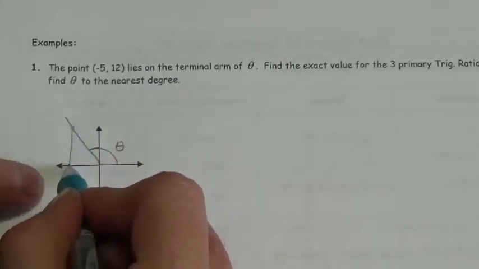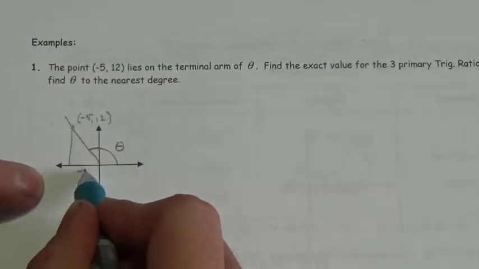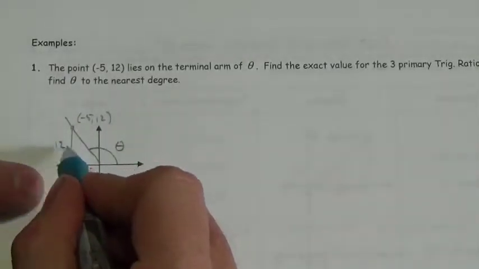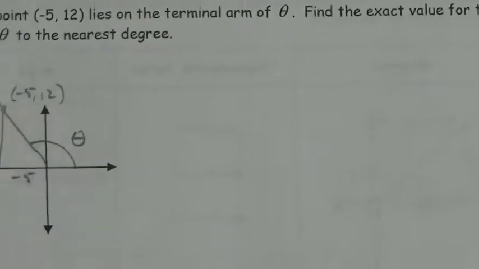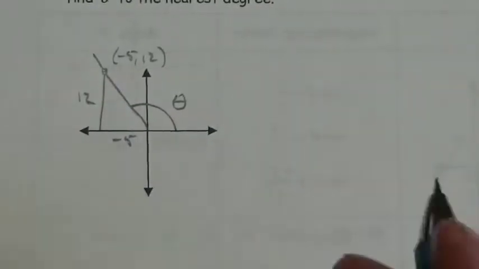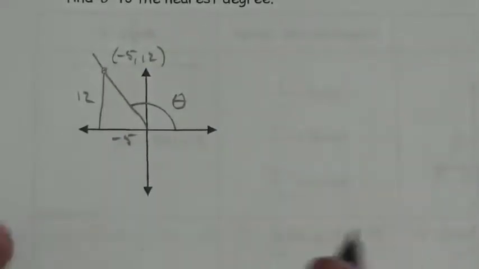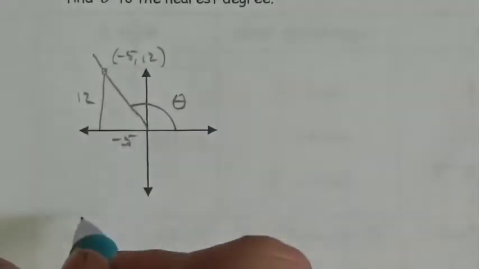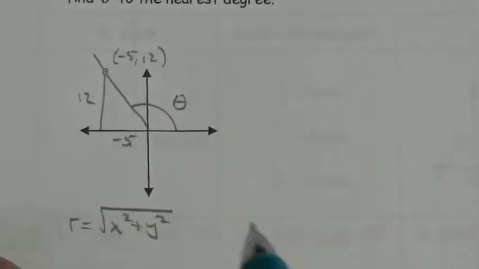We grab that point somewhere on there. We know that's going to be the point (-5, 12). So that means this x-coordinate here is -5. The y value here is going to be 12. Maybe I'll zoom in a little bit on that. Now, to get all of the trig ratios, I need r. I don't need r for tangent, but I will need it for sine and cosine, so let's figure that out. r is going to be the square root of x squared plus y squared.